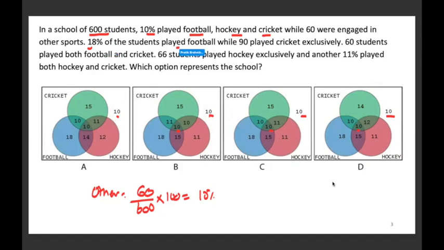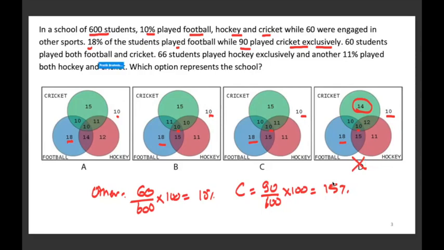18% of the students play football, even that is correct. 90 played cricket exclusively. So cricket will be 90 upon 600 into 100, which comes to 15%. So option D, in which 14% is given, is wrong. Next, 60 students played football and cricket, which is this combination. 60 of 600 is 10%. We have already found out here. So option B, in which that is 11%, is wrong.